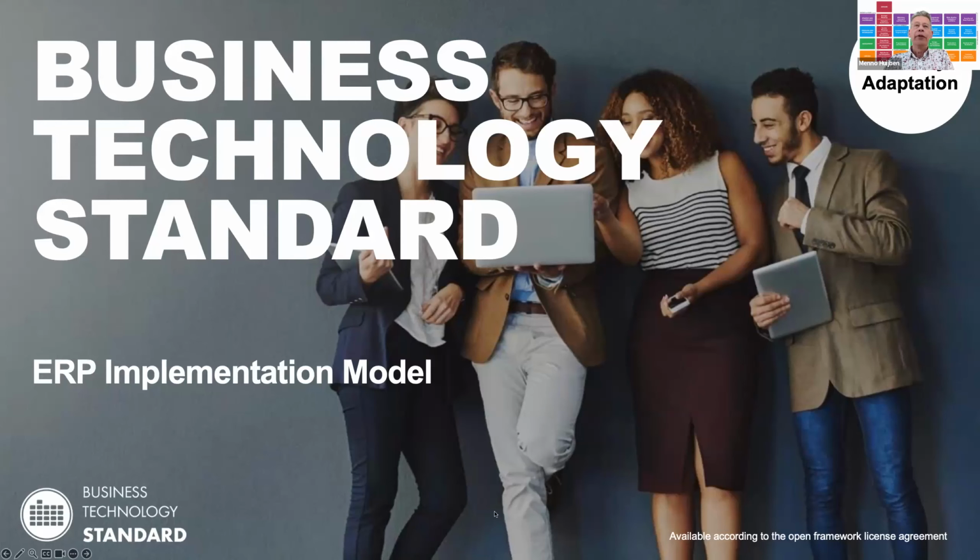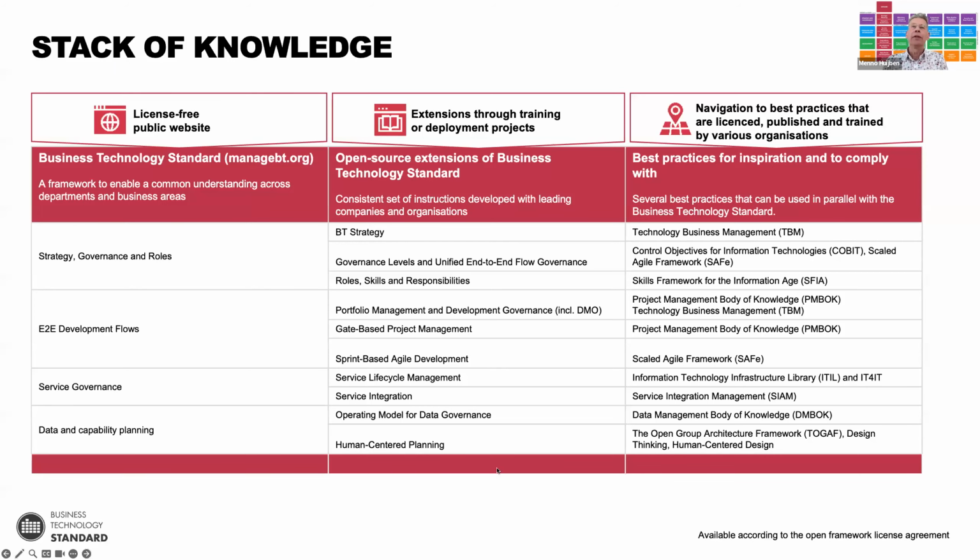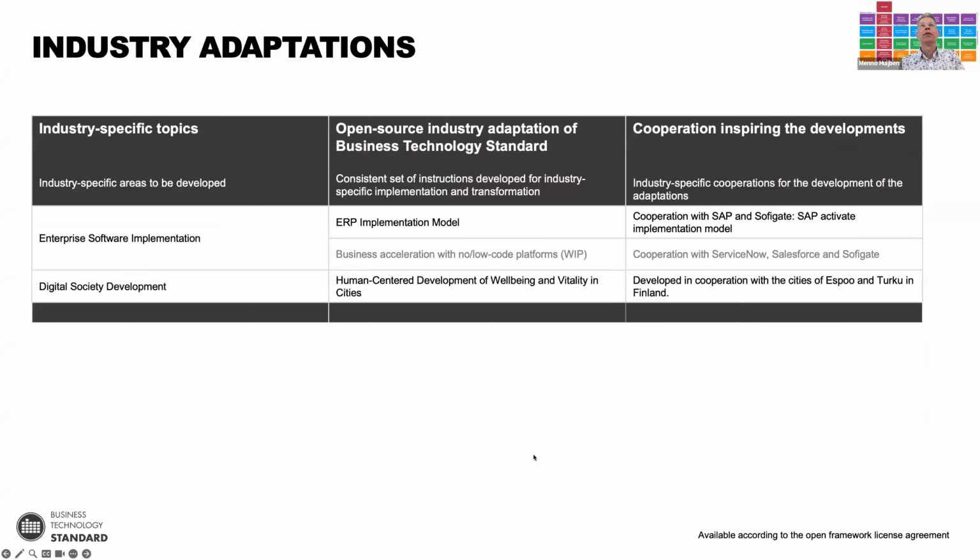We have the different extensions we have in the BT standard. We call those the extensions, like the data governance and the end-to-end development. But we have now branded this material, like the ERP implementation model, as so-called industry adaptations. So this is one of them.